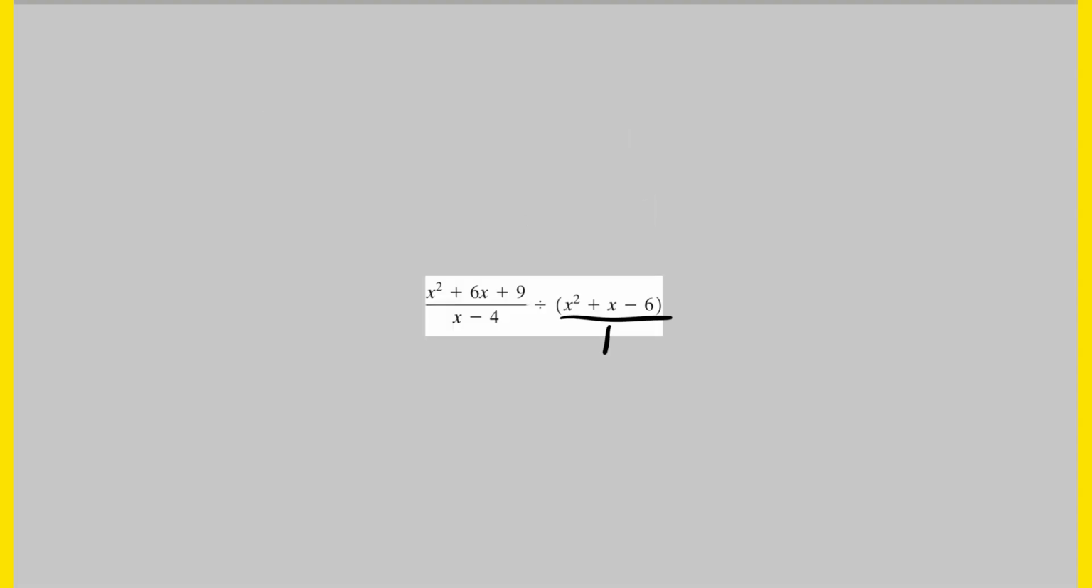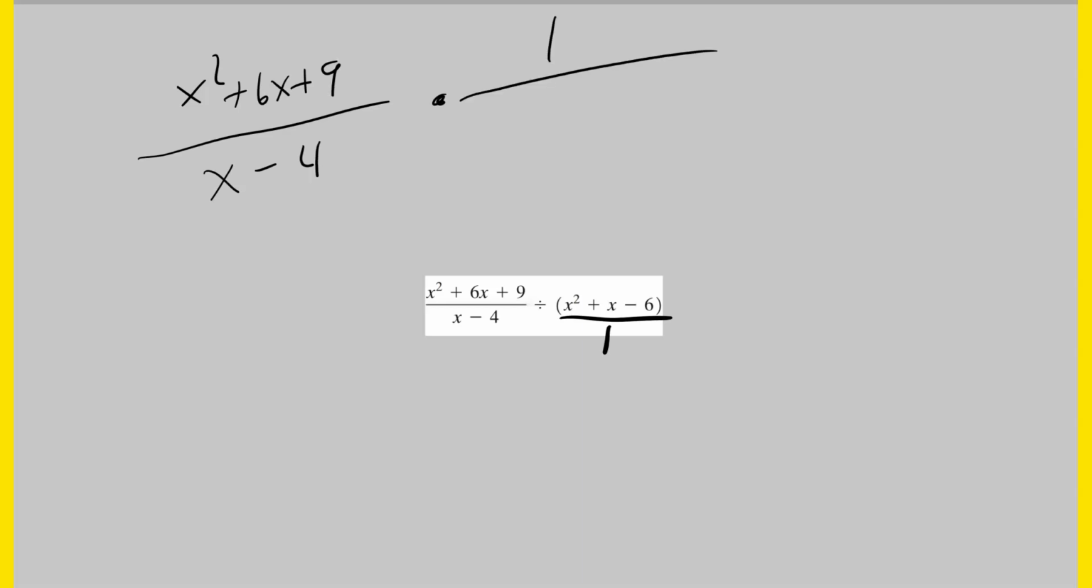So now I can write it as x squared plus 6x plus 9 over x minus 4 times 1 over x squared plus x minus 6. So if the second fraction is not a fraction, you can always put whatever that thing is over 1. Because anything over 1 is the same thing, it's itself. So put it over 1 and then you can flip it and make it be 1 over that thing. Now factor the heck out of this thing.